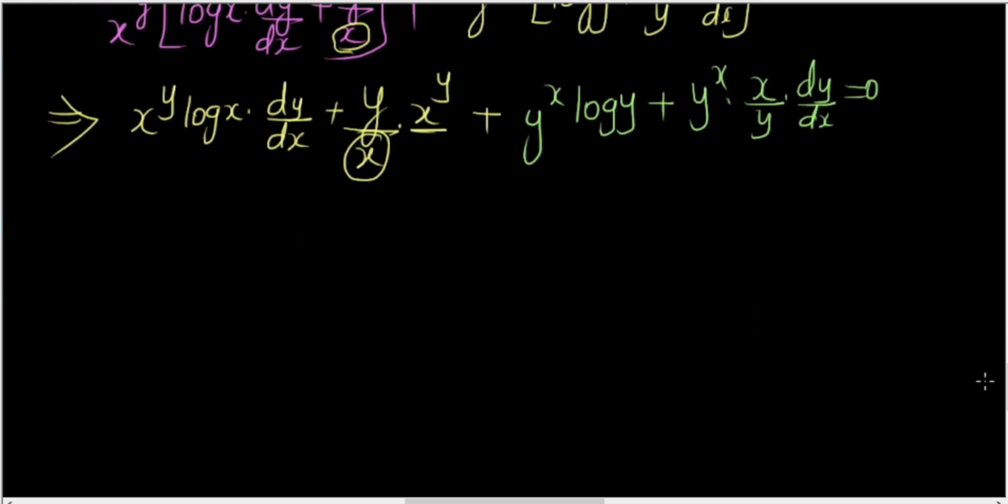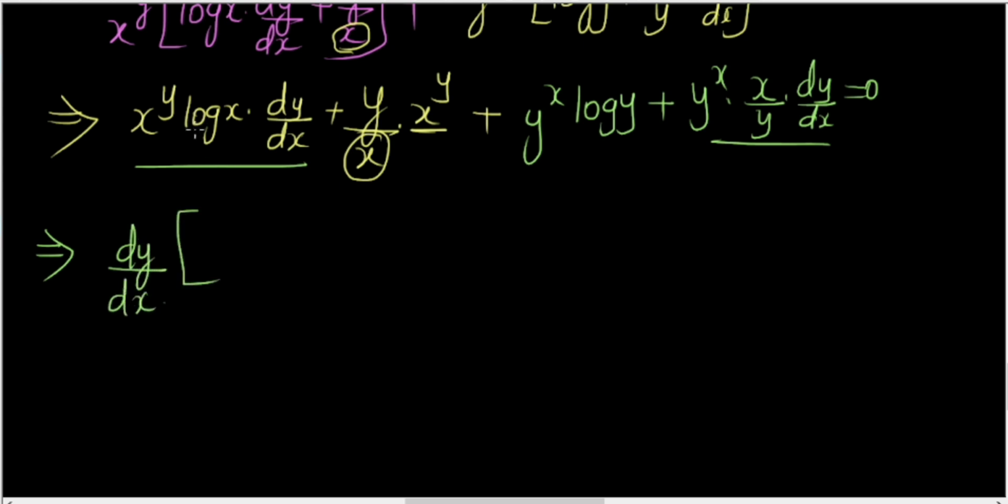In this step, please listen carefully. Here we are going to factor out dy over dx separately. So here we have got dy over dx. Here also we have got dy over dx. So I am going to put that outside as a common factor. Inside we will be writing the remaining stuff, whatever we are getting.